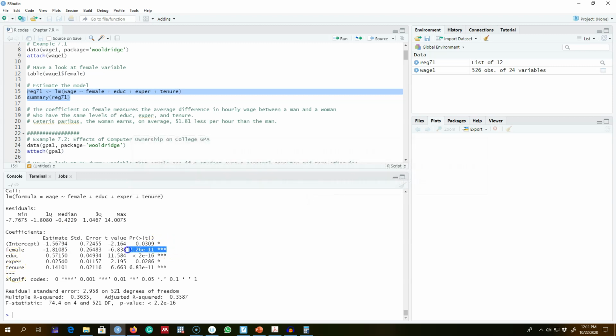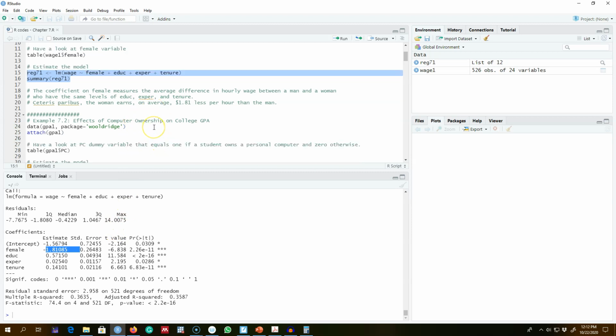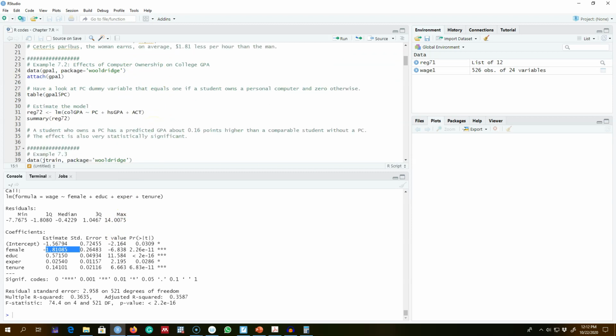Also note that this variable is statistically significant with a t-value of minus 6.83, and we can easily test a one-sided hypothesis of whether this coefficient value is statistically significant on the lower end, which in this case it is. So our results indicate the existence of a gender wage gap, which is not only economically significant but statistically significant as well.